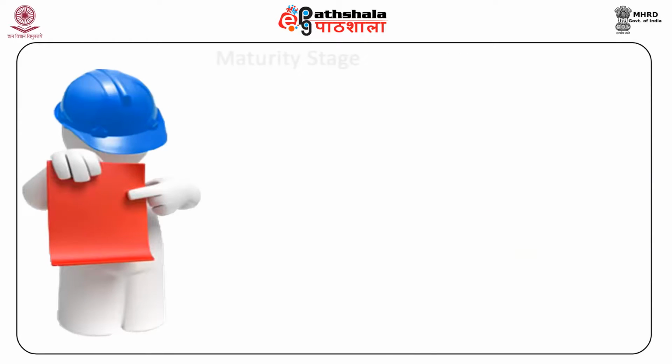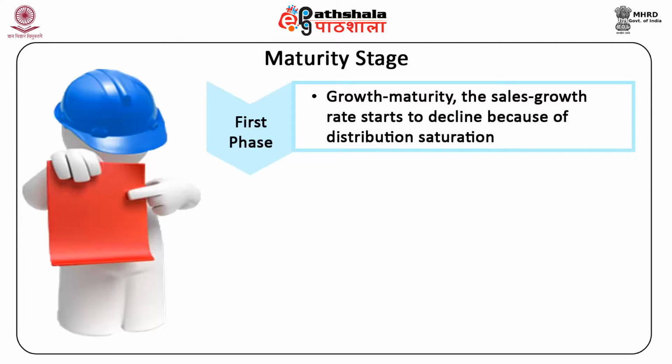The third stage is maturity stage. At the maturity stage, the rate of sales growth slows down and the product enters a stage of relative maturity. This stage poses formidable challenges to marketing management. The maturity stage can be divided into three phases. In the first phase, growth maturity, the sales growth rate starts to decline because of the distribution saturation.